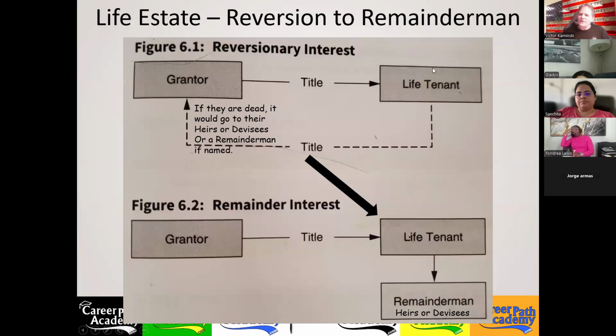So what is a reversionary interest? The remainder man. Well, you have the grantor. They give you the title, the ownership to their property as a life tenant. They give you a life estate. When you die, the property reverts back to the grantor. So if the grantor's dead, it would go to their heirs or devisees or a remainder man if named. There's another way of saying that. Grantor gives the title to a life tenant. The life tenant dies. They could assign it to a remainder man, heirs or devisees. Okay.